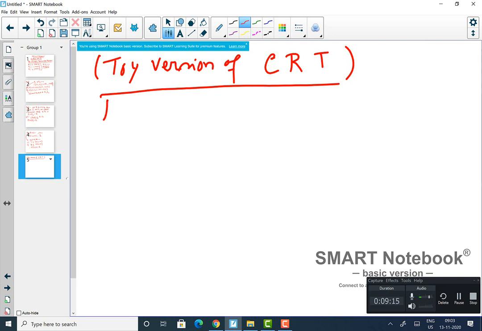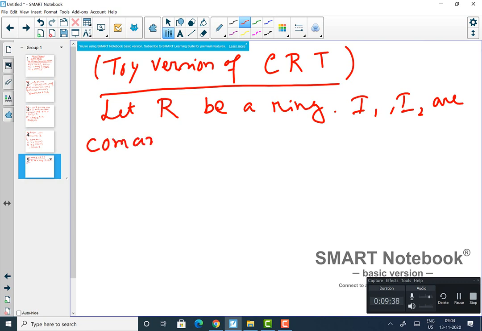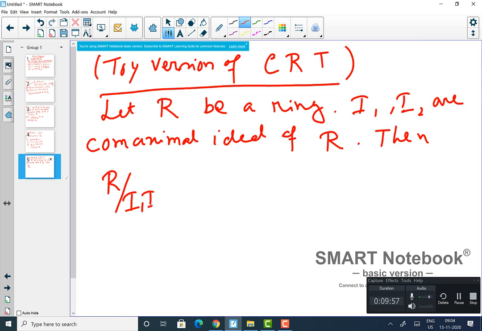Okay, so what is the toy version? Suppose I have a ring, so let R be a ring, and you have I1, I2 co-maximal ideals of R. Okay, then what happened? Then you know the product of ideals that we already defined before. Then R mod this product of ideals I1 I2, this is also a ring, a quotient ring, and this quotient ring is isomorphic to R mod I1 direct product R mod I2.